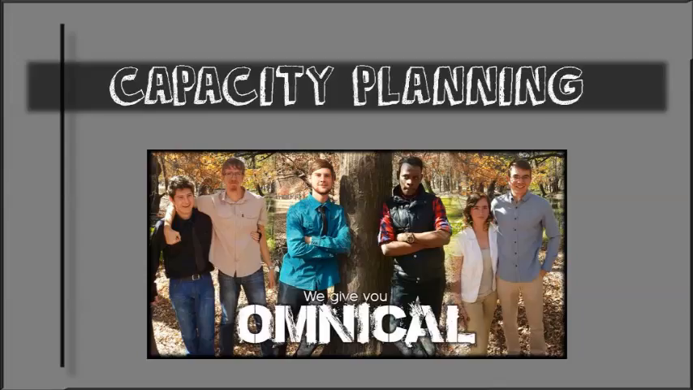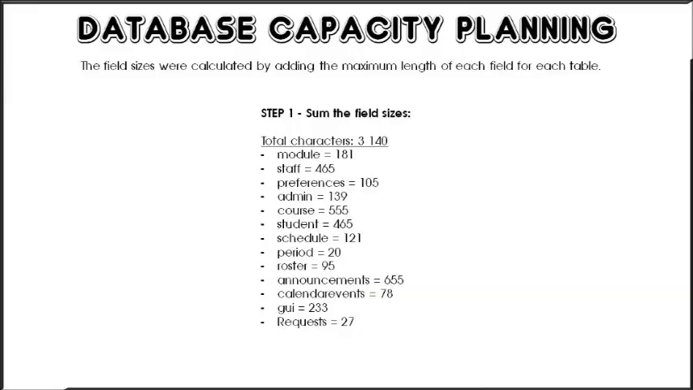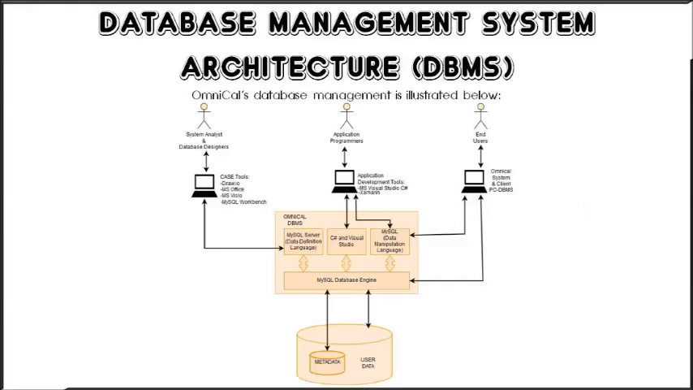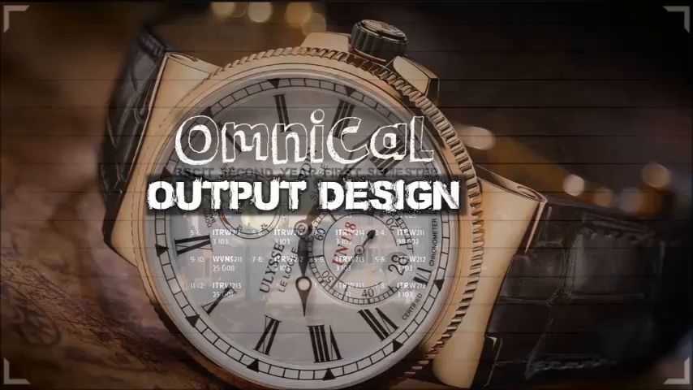Capacity planning. This is step 1 of database capacity planning. In this slide, we show that we anticipate the database capacity to be 2.3 gigabytes. Here is our database management system architecture. Output design.